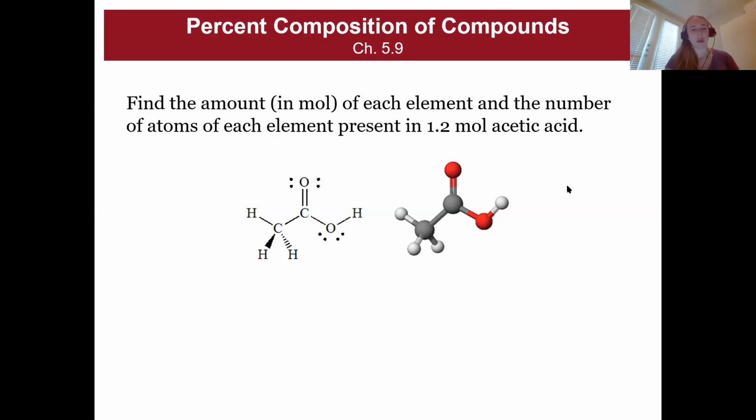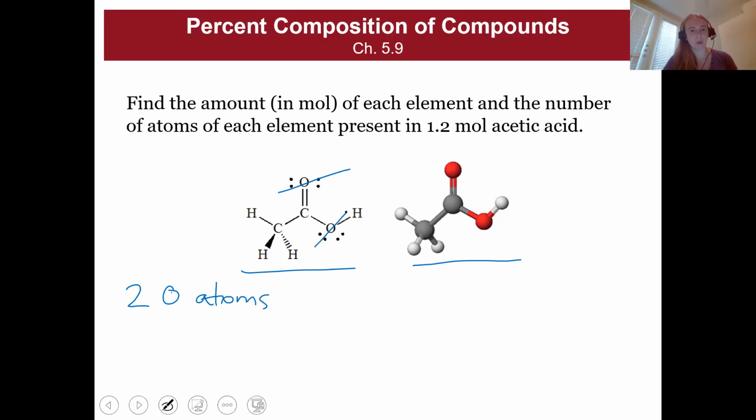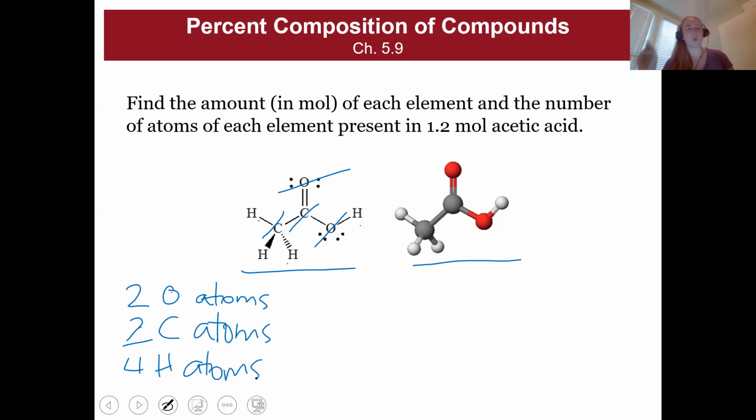All right, so this is our structure for acetic acid. So I'm going to go ahead and write out how many atoms we have of each element in our compound. We know we have 2 oxygen atoms from the previous slide. What else do we have? We also have, those are those 2. We also have 2 carbon atoms. And we have 1, 2, 3, 4 hydrogen atoms. Okay. So that's how many atoms we have in one molecule.